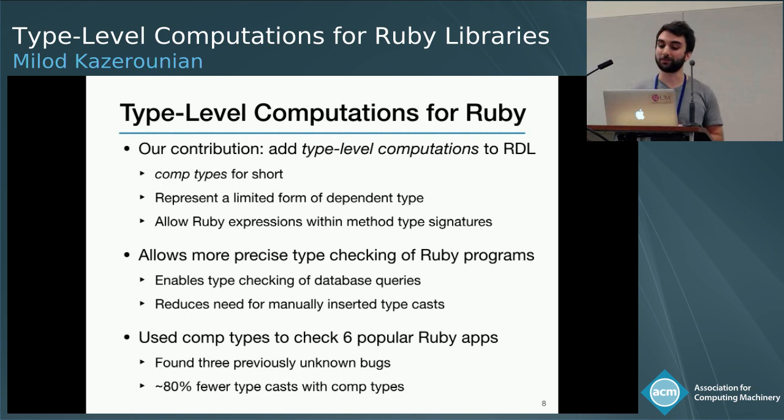So we wrote CompTypes for a number of Ruby libraries and used them to check 6 popular Ruby applications. In the process, we found 3 previously unknown bugs. And we found we could type check these programs using about 80% fewer typecasts when we use CompTypes as compared to when we did not.